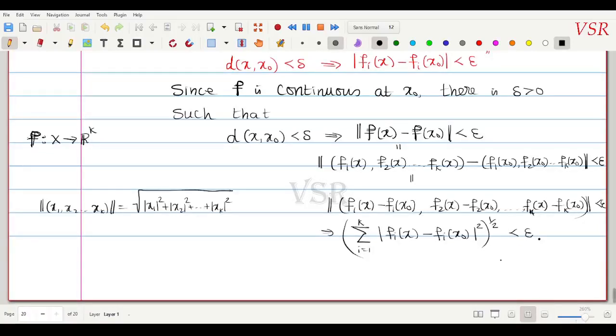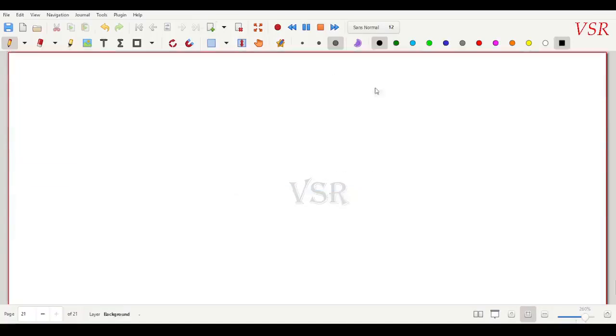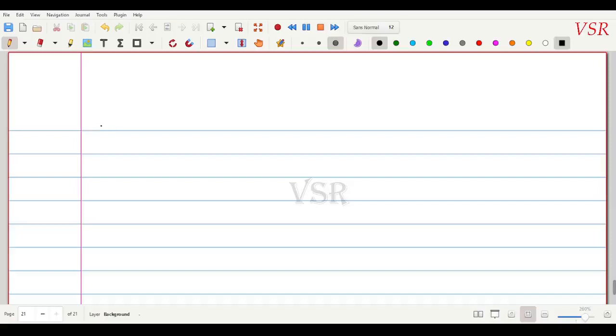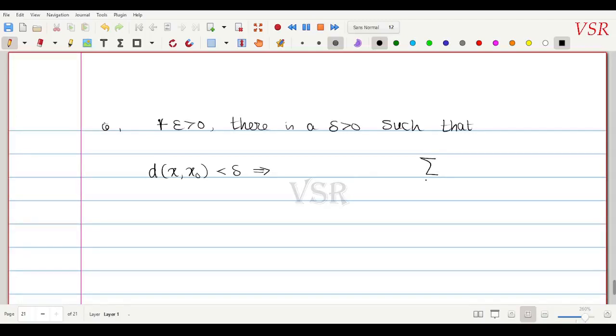Okay, let me take this on the next page. That is, for every epsilon positive there is a delta positive such that whenever the distance between x comma x naught is less than delta, this must imply that the summation i equal to 1 to k of modulus of fi of x minus fi of x naught, the whole square, the whole power 1 by 2, is less than epsilon.